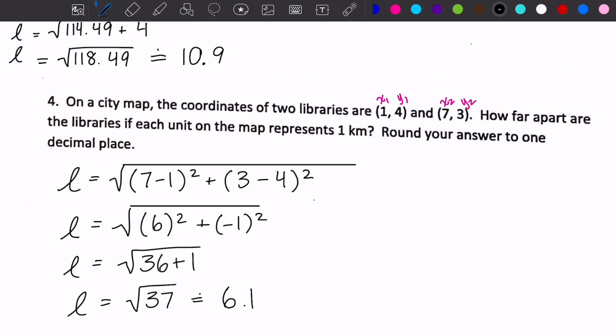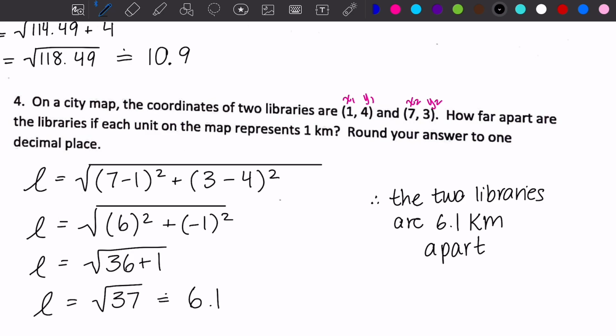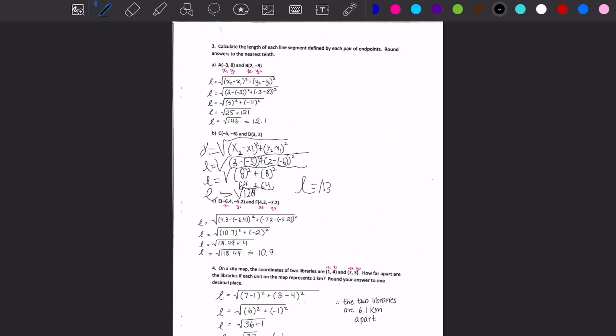The only little extra thing to do with this one is a little concluding statement, just to say the 2 libraries are 6.1. And then I have to think, what unit did it tell me that I'm working with in this case? Kilometers. So I'm going to be consistent. I'm not going to say 6.1 units, or just 6.1. You have to talk about it in terms of real life. So 6.1 kilometers apart. Look, length of a line segment, done.